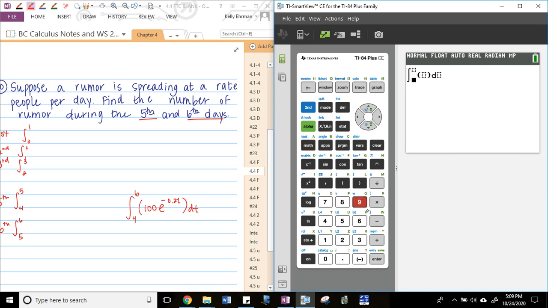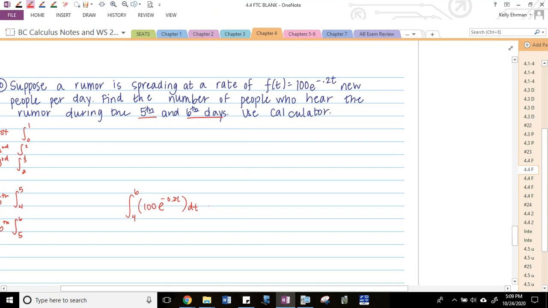All right, so math 9, 4 to 6, 100 e to the negative 0.2x dx. 74, we always round to 3 places, so I'm going to say 74.067. Now we're talking about people here, so find the number of people. I would say that's about 74 new people.